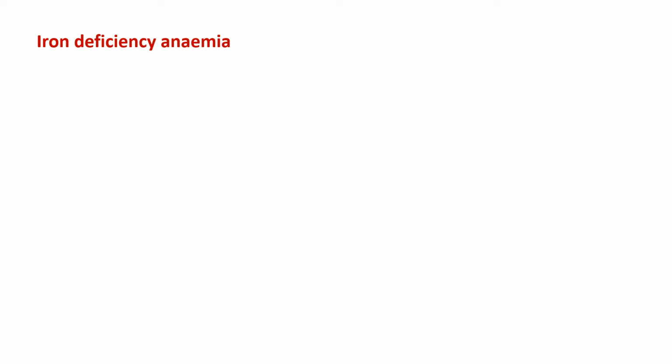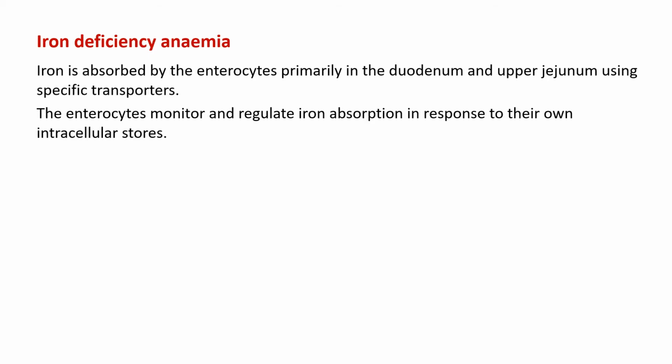Let's start with iron deficiency anemia. And we can see where this is going really because we've already talked about iron. Each heme group has 1 iron, and there are 4 heme groups in each metalloprotein. Iron from the diet is absorbed by the enterocytes, primarily in the duodenum and the upper jejunum, for good reason that we'll talk about in a minute.